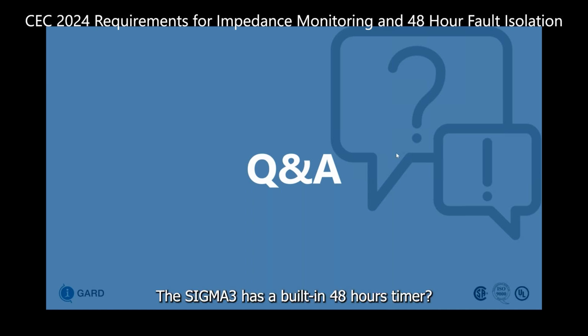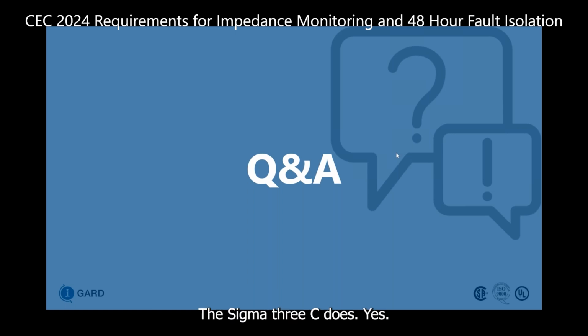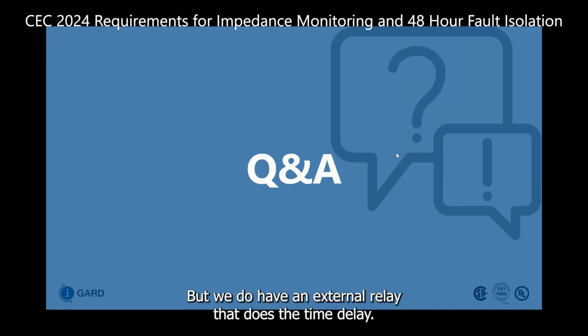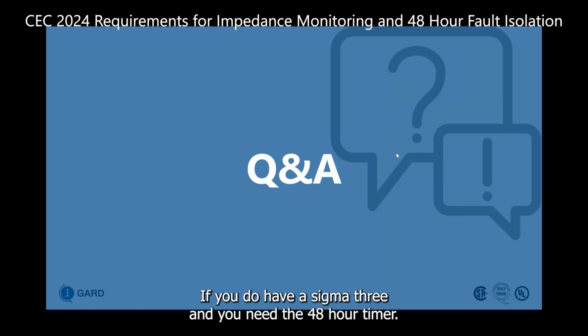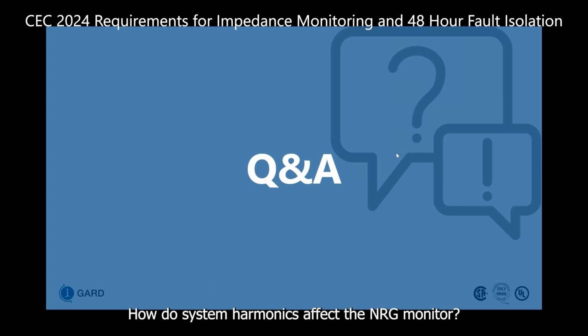Does SIGMA3 have a built-in 48-hour timer? The SIGMA3-C does, yes. But the SIGMA3 that came before SIGMA3-C does not. But we do have an external relay that does the time delay if you do have a SIGMA3 and you need the 48-hour timer.